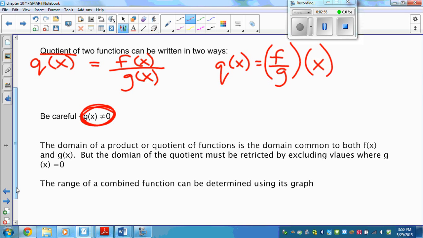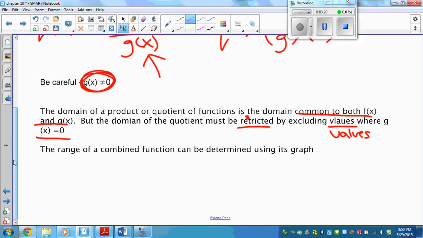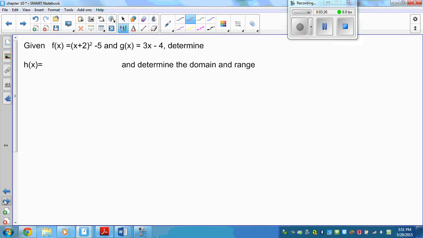The domain of a product or quotient of functions is the domain common to both. But the domain of the quotient must be restricted to include the values where g of x is 0. So I can't have 0 on the bottom. I can't divide by 0. So we're going to have to restrict the domain. And the range can be determined by using a graph. Okay. So here's an example of a problem.